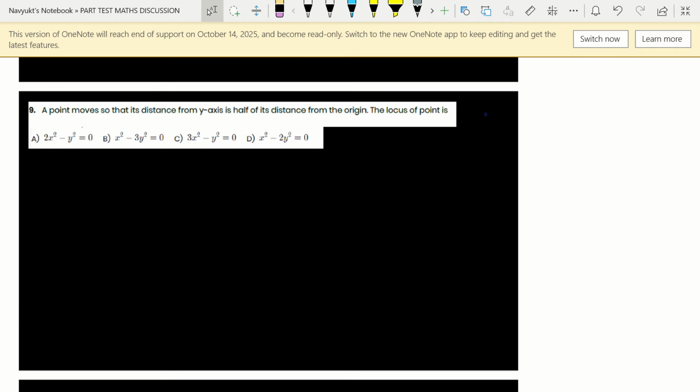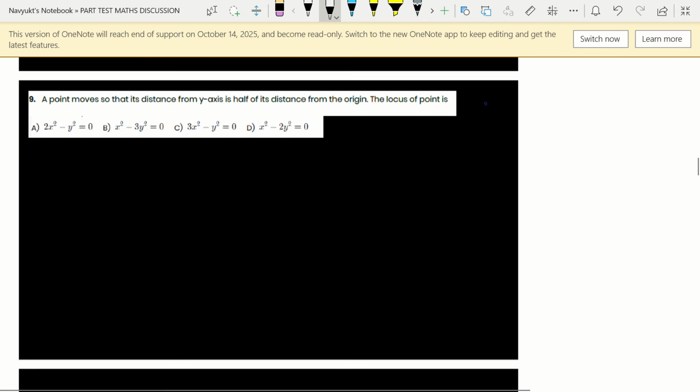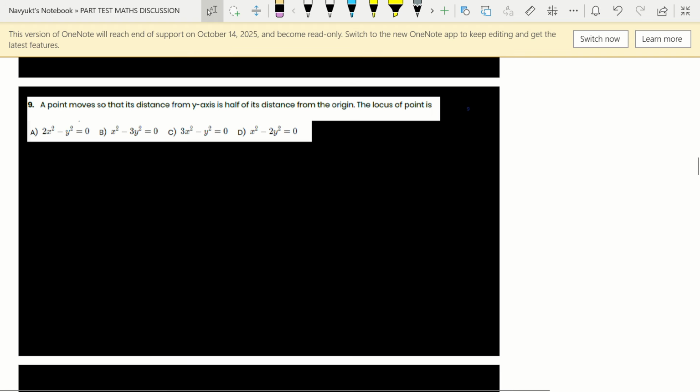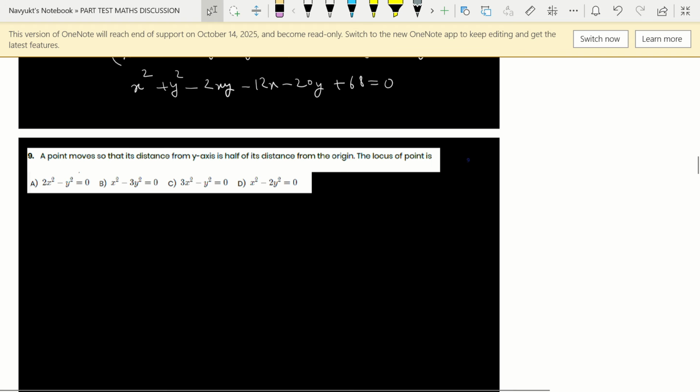Ninth question. What does this say? A point moves so that its distance from the y-axis is half of its distance from the origin. Find the locus. It's a very easy basic locus question.